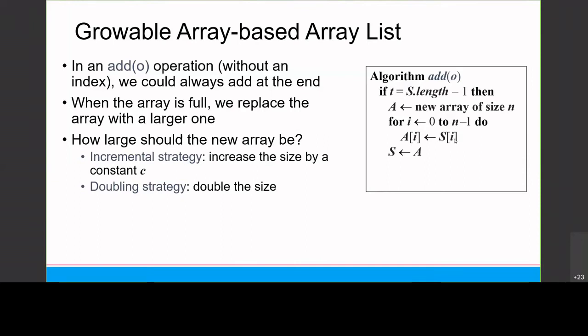After I copy all the elements of S into A, then S will be the same as A, and then n can be increased by 1, and I will put the object o at S[n minus 1]. So this is the idea to add the object o at the end of the array.